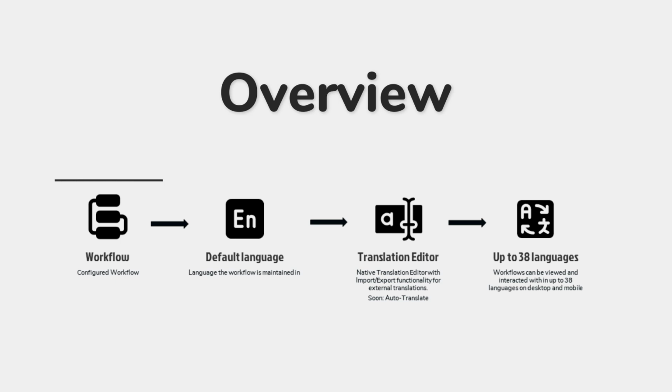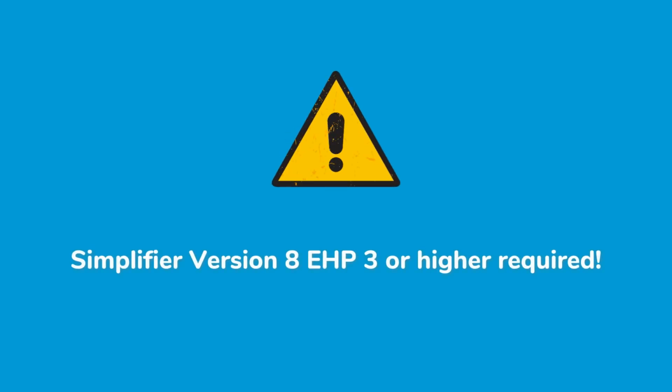In general, every configured workflow can be translated from the default language. This is the language the workflow is maintained in, via our native translation editor into up to 38 different languages. For this tutorial, we will translate one activity of a vacation request workflow from English to German. Before we begin, please note that you need to use Simplifier version 8 EHP3 or higher.